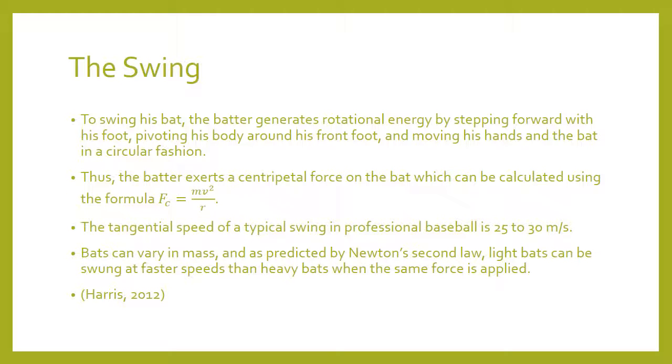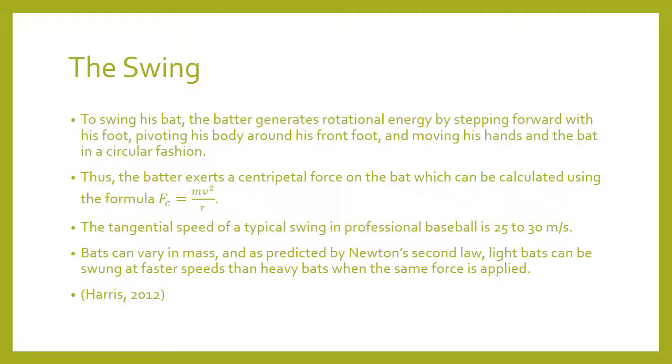Now let's talk about the batter. To swing the bat, the batter generates rotational motion in the bat by stepping forward with his foot, pivoting his body around that foot, and moving his hands and the bat likewise in a circular fashion. So the batter is exerting a centripetal force on the bat that can be calculated with the given formula.